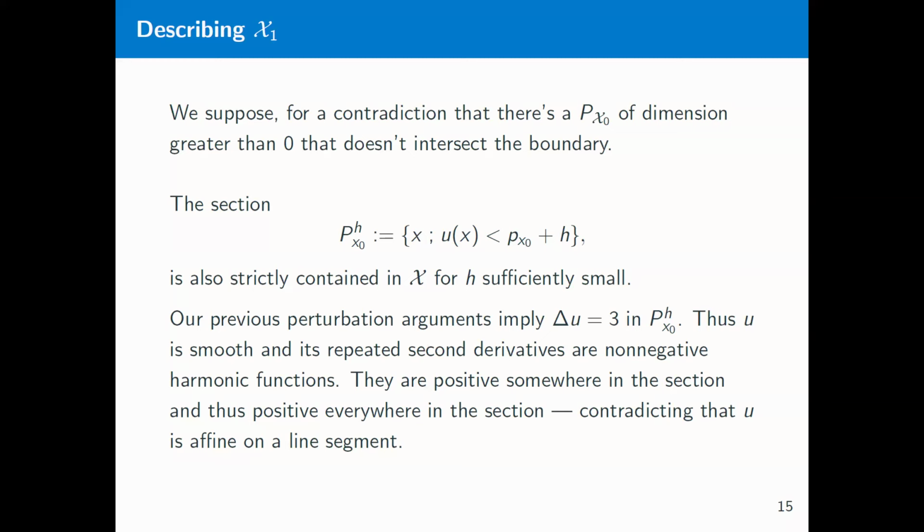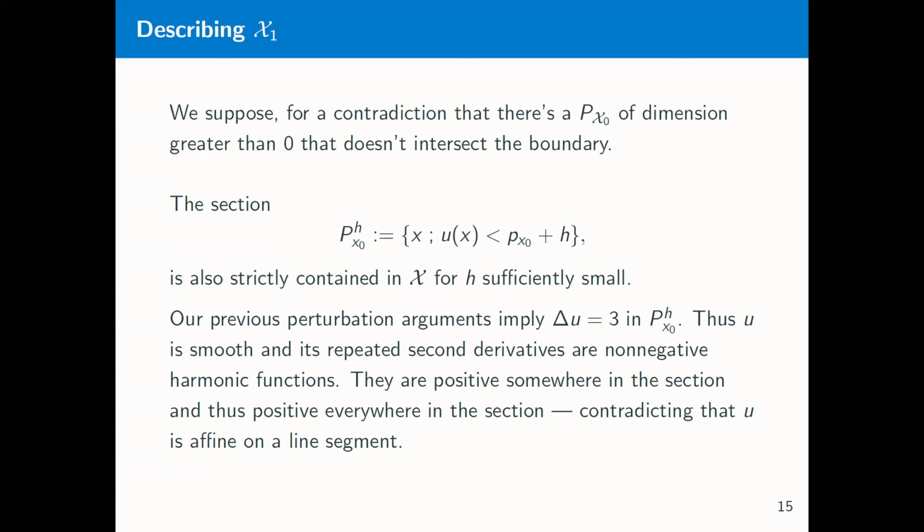So then what have we got? We've got a section of a convex function in which Laplacian u is equal to 3. We can bootstrap that again to our function is smooth in the section. Now it's a convex function, so its second derivatives are non-negative, and by differentiating Laplacian u equals 3, its second derivatives are harmonic. Now, in a section for a convex function, at some point every second derivative is positive.